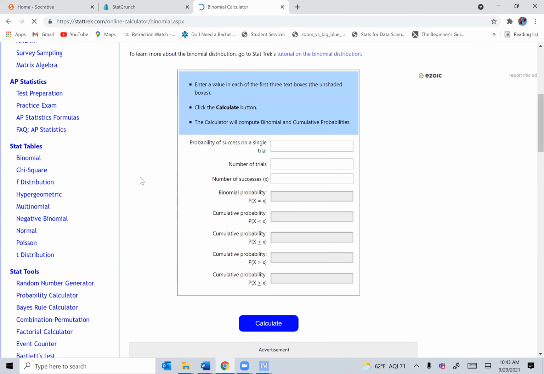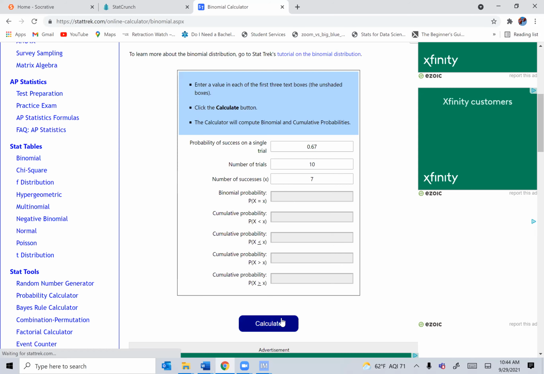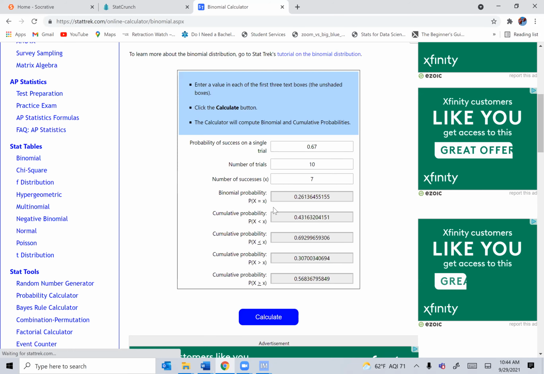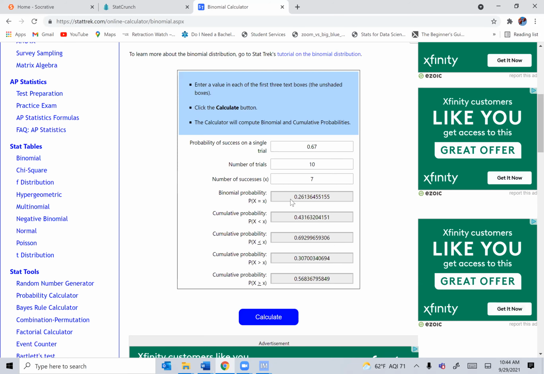Here is another one. You just enter probability. Okay, the probability of success is 0.67. Number of trials, you have to enter that, 10. And then number of successes, let's say 7. What's the probability of X equals? And see now, guys, calculate is going to give you everything related to 7. This is the probability of X equals 7.